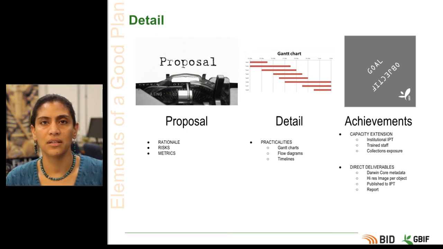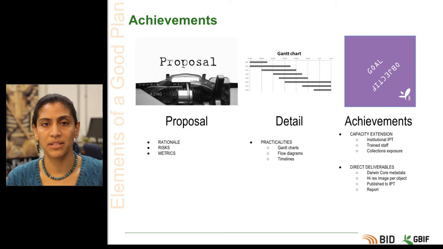The second thing to consider is detail. The planning document is the place to include as much information about the practical day-to-day workings of your project as possible. The activities of each stakeholder should be covered in this document. Gantt charts, flow diagrams, and timelines are all good visual tools for helping you present these activities.